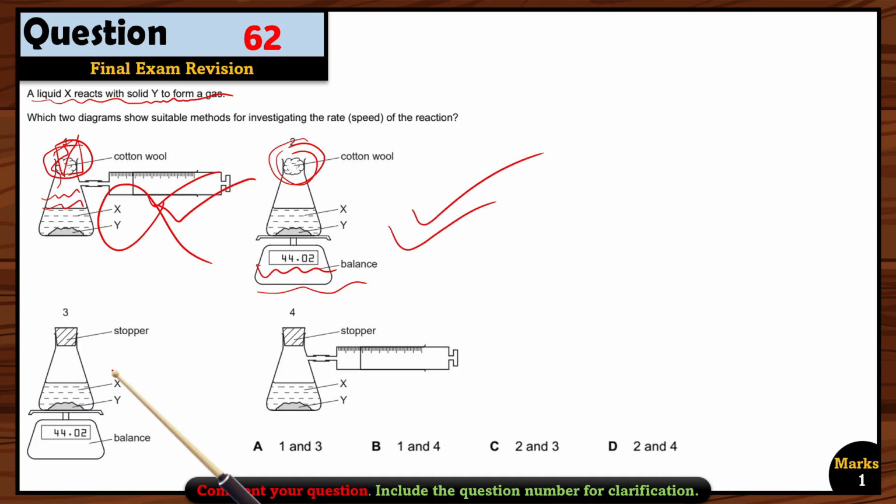See another one. Now these two look the same, but they have used a cork, or you can say a stopper. So now the gas will not move out. So the balance will not show any change in weight.